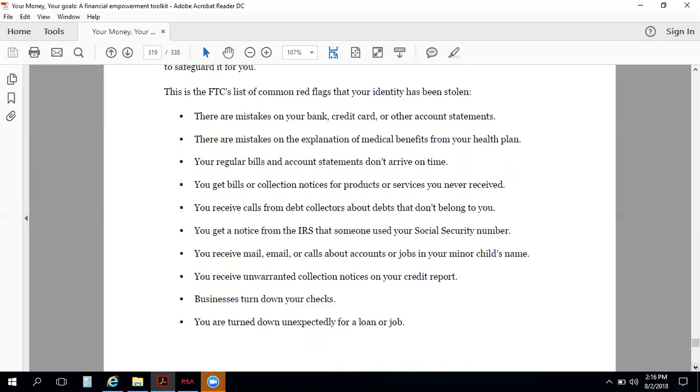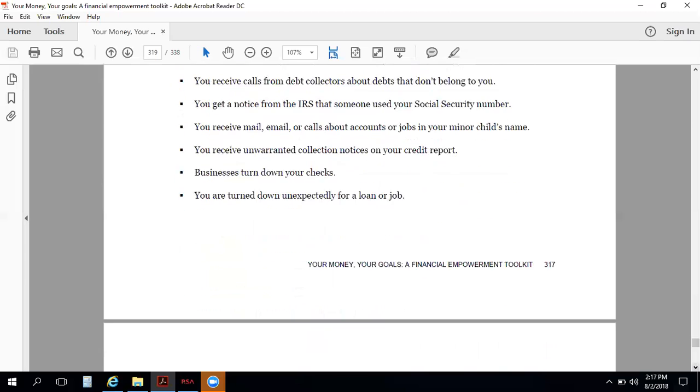Regular bills and account statements don't arrive on time. You get bills or collection notices for products or services you never received. You receive calls from debt collectors about debts that don't belong to you. You get a notice from the IRS that someone has used your social security number. You receive mail, email, or calls about jobs in your minor child's name. You receive unwarranted collection notices on your credit report. Businesses turn down your checks, or you have been turned down for a loan or job. Common red flags.